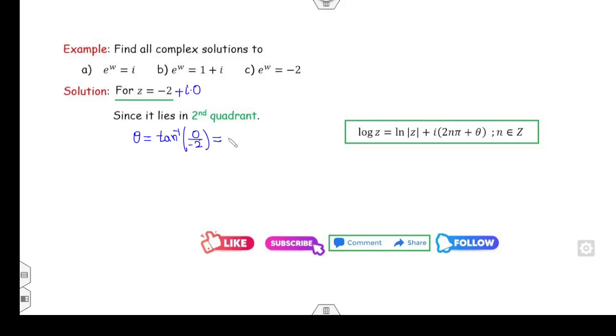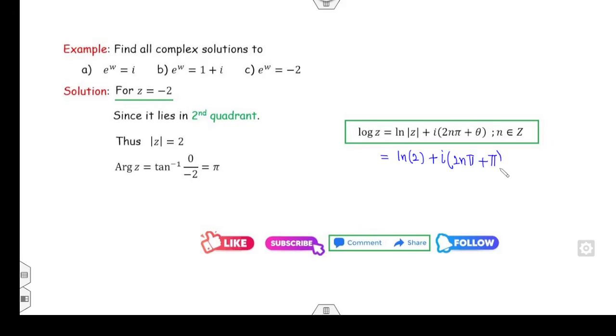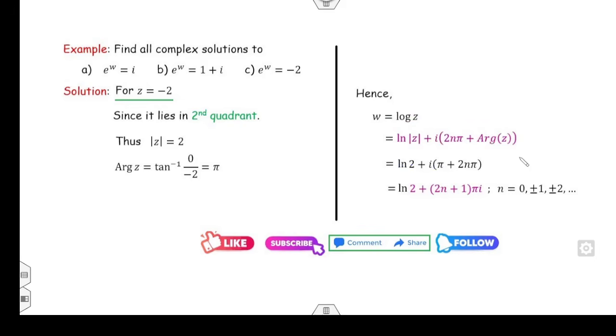तो आंसर तो आया 0, लेकिन 0 तो फर्स्ट क्वाड्रेंट में है, -2 इज लाइक इन द सेकंड क्वाड्रेंट. तो इसका ऑपोजिट क्या है आपके पास? पाई. फाइन. So your tan inverse 0 by root is a pi. I can substitute ln of 2 plus iota 2n pi plus pi is the right answer of the problem.